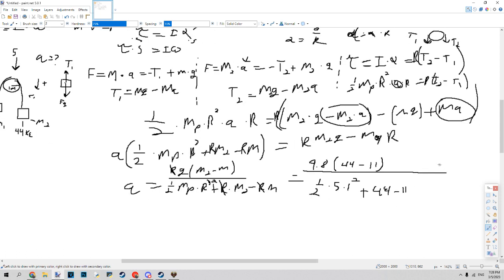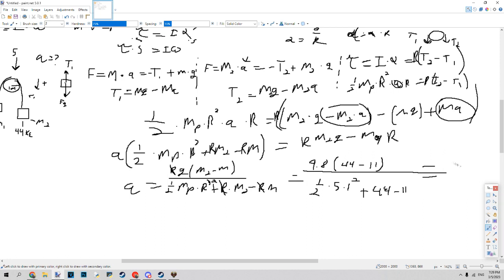And then if we plug this into the calculator, we get that the acceleration is equal to some number. Let me pull out my calculator here real quick. 9.8 times 33, all of that divided by, oh boy, 0.5 times 5 times 1 squared is 1, plus 33.